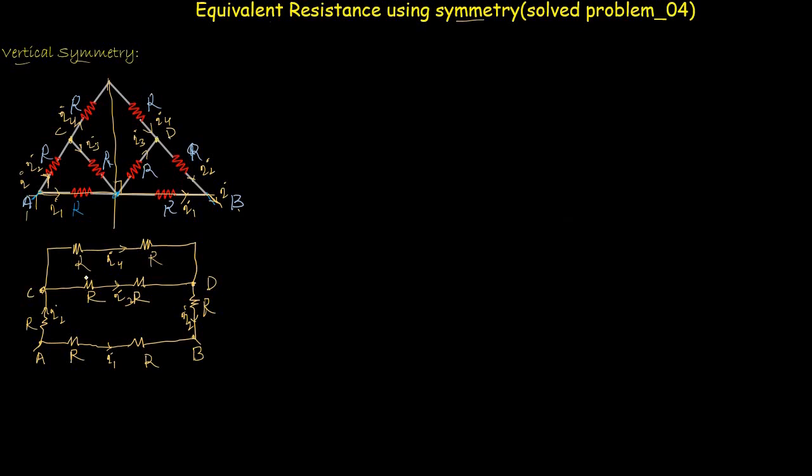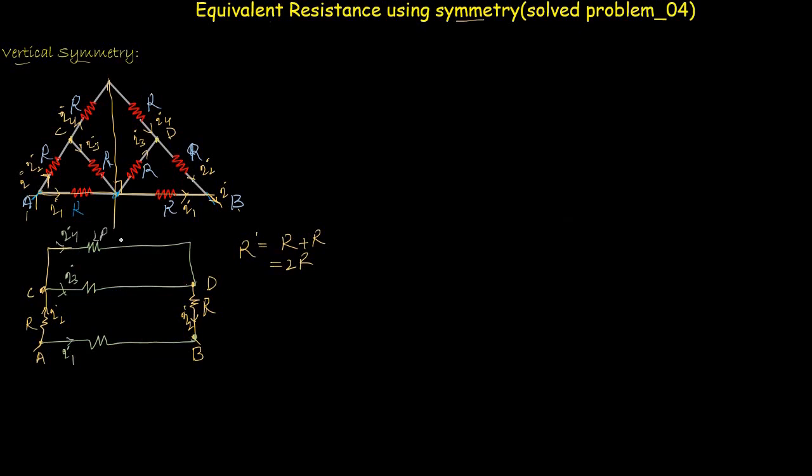If you look into this network, you will see that these two resistors, these two resistors, and these two resistors are in series. So the equivalent resistance of these two resistors is, let's say, R dash equals R plus R, which equals 2R. The equivalent resistance of each of the other pairs will also be 2R. Now let's replace these pairs by their equivalent resistance of 2R, 2R, and 2R.